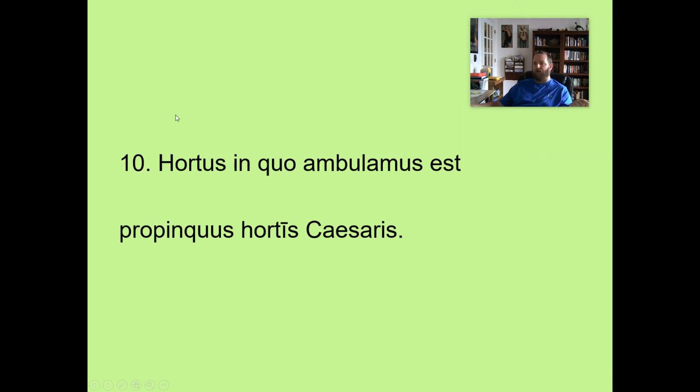And number 10 is the final one you worked on. Let's see if you got this one. Hortus in quo ambulamus est propinquus hortis carsatus. So this one's talking about the garden, right? The garden in which we are walking is near the gardens of Caesar. Okay, so we have another relative clause, which is in quo ambulamus. The garden in which we are walking, there's your relative clause, and here's the main verb, est, is near the gardens of Caesar, or Caesar's gardens.